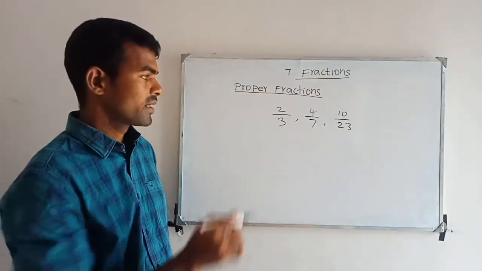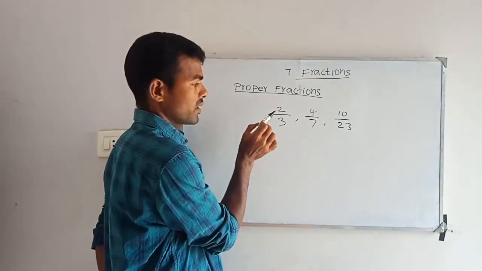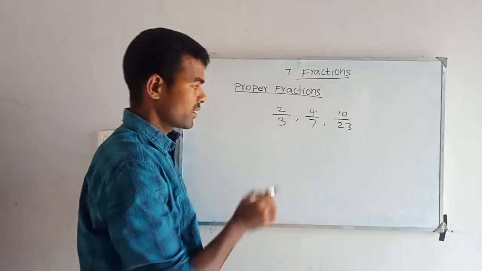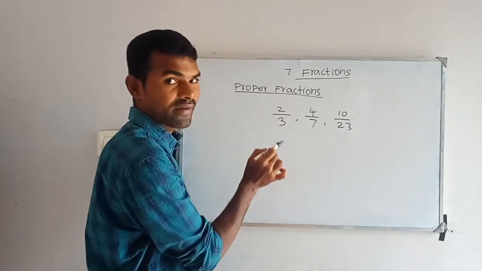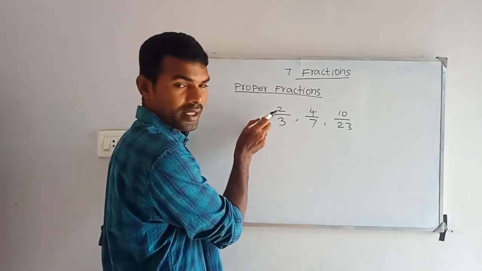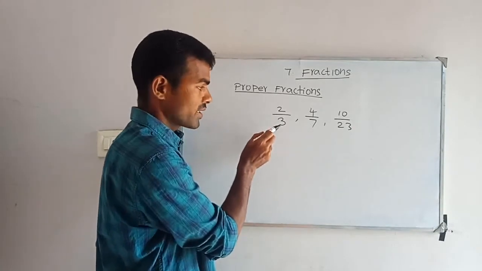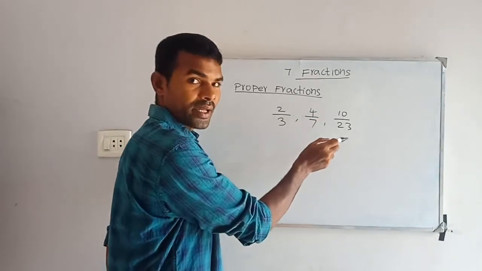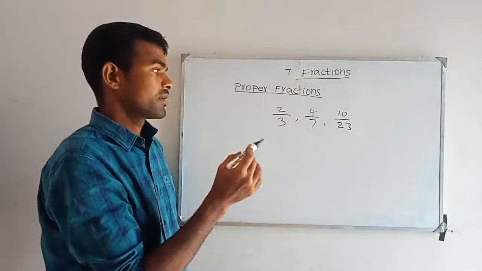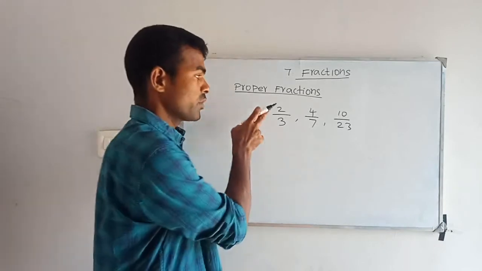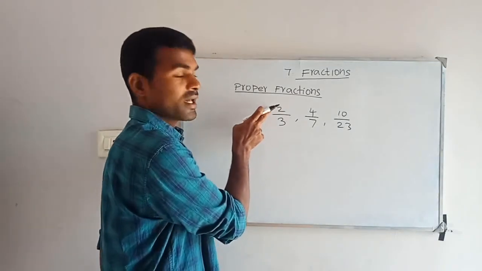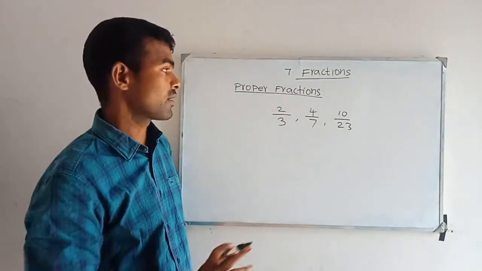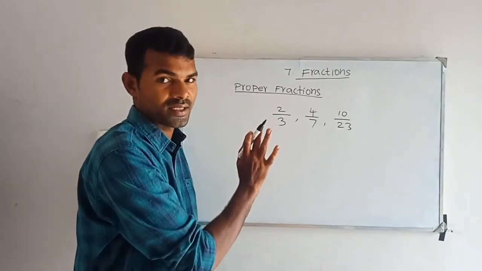See the numbers. Now compare the numerator and the denominator. What difference can you find? See, the numerator is small and the denominator is greater. Small, big. Small, big. So the numerator is less than the denominator. A fraction like this is called a proper fraction.